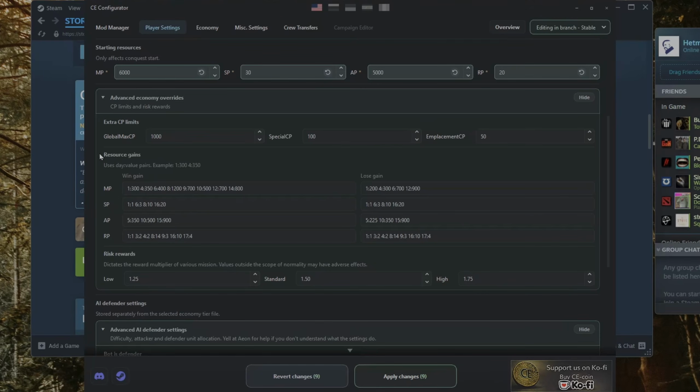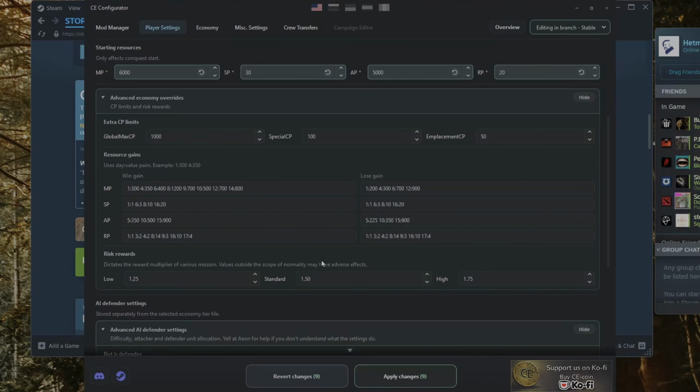Below that, we have resource gain. So how many resources you gain per day if you win, and how many resources you gain per lost battle. And from day 1 to day 3, you get 300 per victory. This will be the base value. If you lose, you get 200. But from day 4, things change. Then day 6, things change. Day 8, things change, and so long and so forth. You can change that for manpower points, for research, for anything you like, essentially.